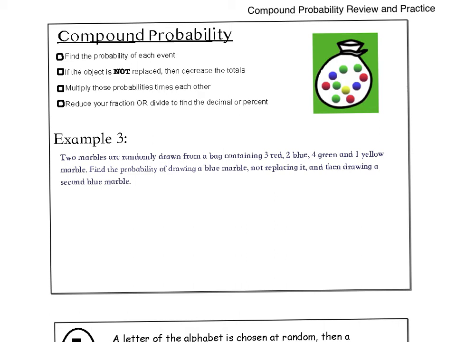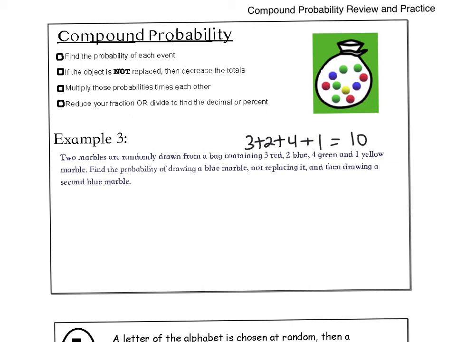All right, so 2 marbles are randomly drawn from a bag containing 3 red, 2 blue, 4 green, and 1 yellow. Find the probability of drawing a blue marble, not replacing it, and then drawing a second blue marble. All right, so that's why this one's going to be a little bit different. So again, we're going to just add these up. You probably remember, but just to remind you how to do it, we just add up our numbers to find our total. So 3 plus 2 plus 4 plus 1 is going to give me 10 total marbles.